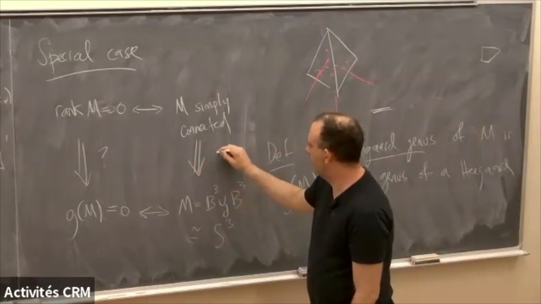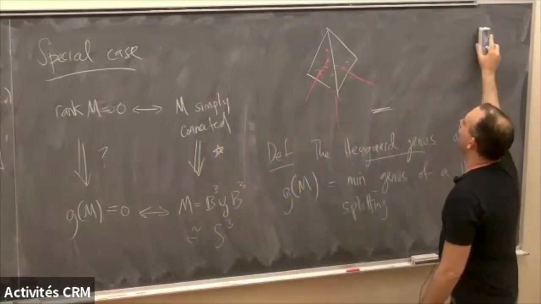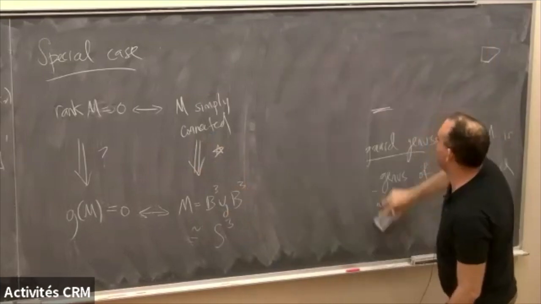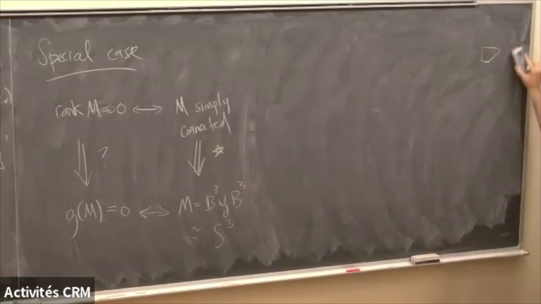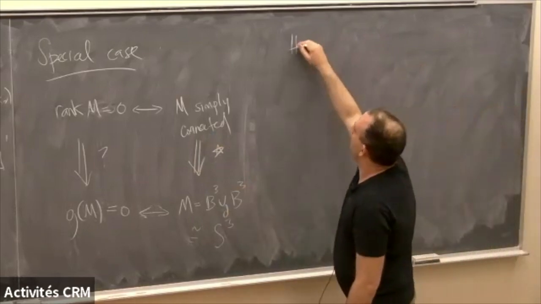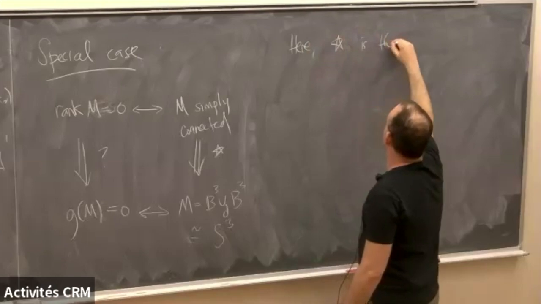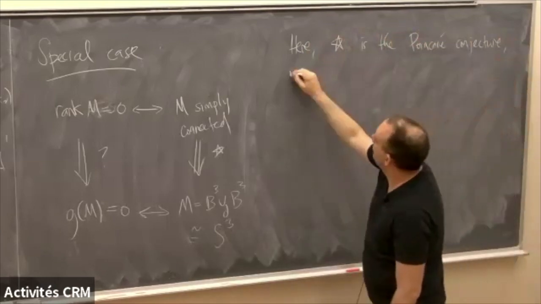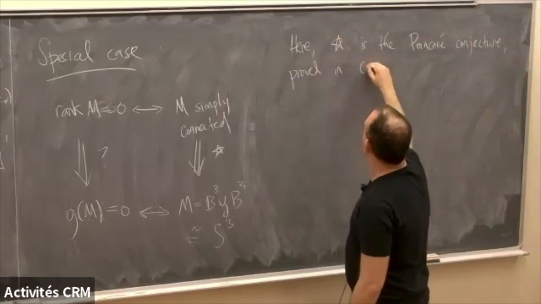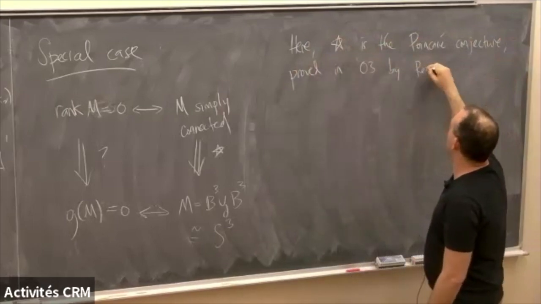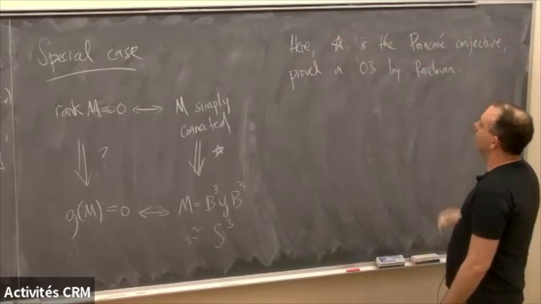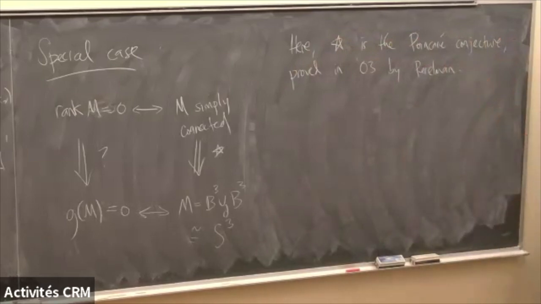And so this arrow on the right is the Poincare conjecture. Here, star is the Poincare conjecture, which was proved in 2003 by Perelman, in hundreds of pages, counting all the work that went into it. So that's just the trivial case of the rank versus genus question.